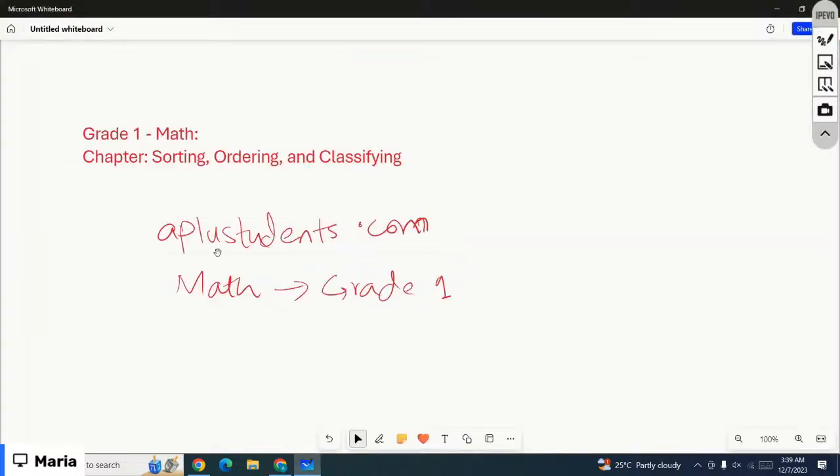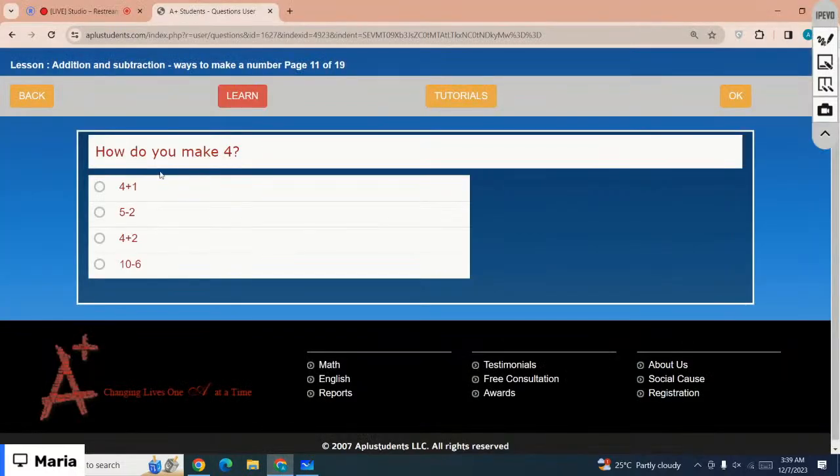So we were working on grade 1 math. We started with the chapter sorting, ordering and classifying. We finished that lesson, then started the new chapter, mixed operations. The lesson we're working on is addition and subtraction ways to make a number. Please make sure before the next session you complete all the practice questions for the lessons we did today.